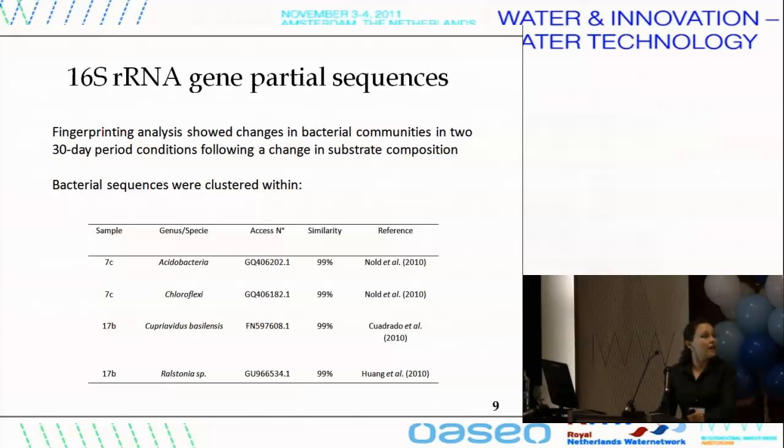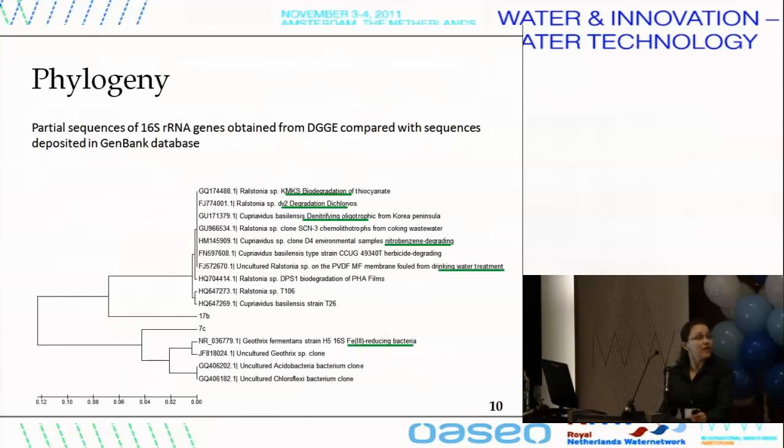These are the genera we found. Bacterial sequences were clustered within Acidobacteria, Chloroflexi, Cupriavidus, and Ralstonia. These genera are related to biodegradation and denitrifying activities and degradation of other pollutant compounds.